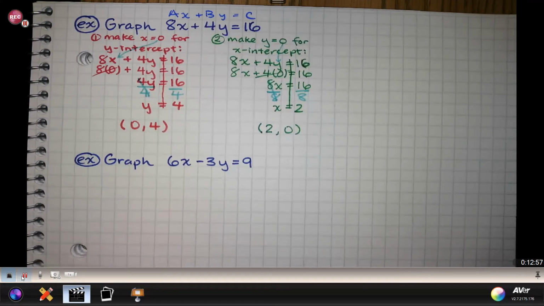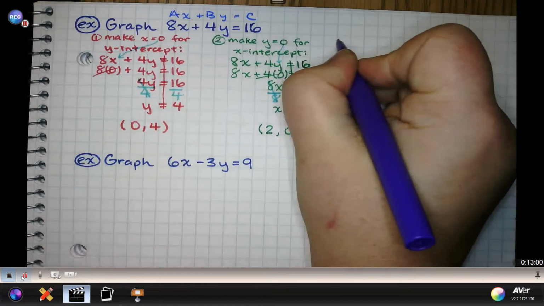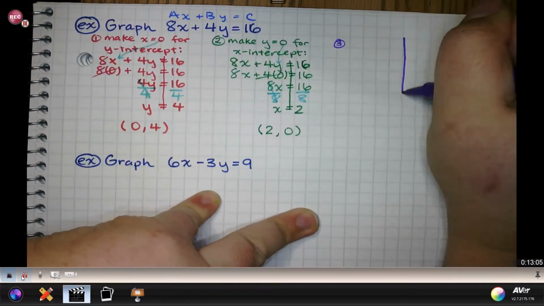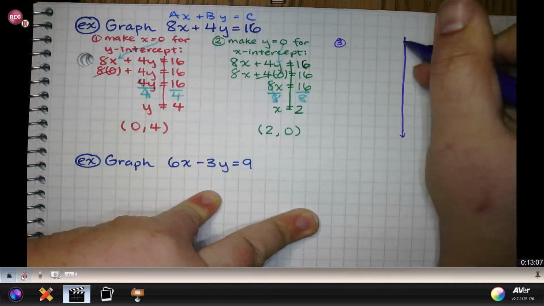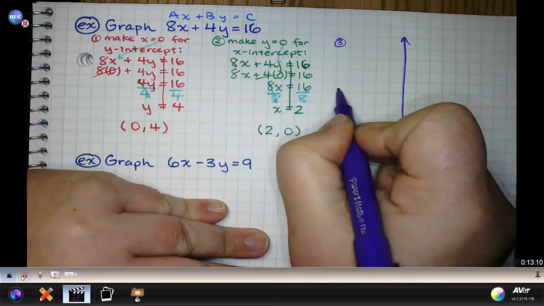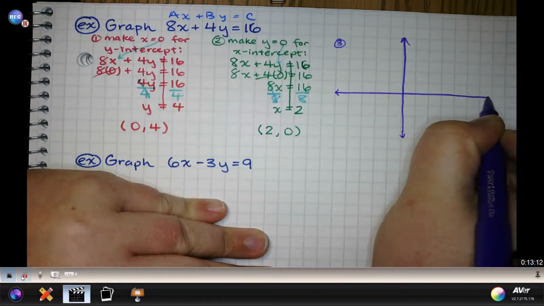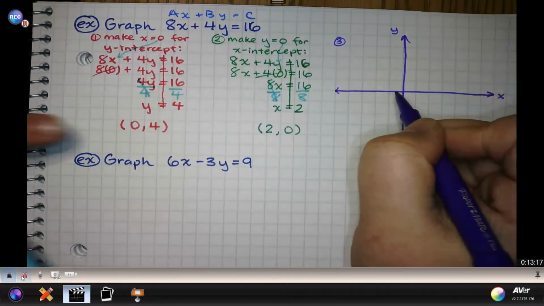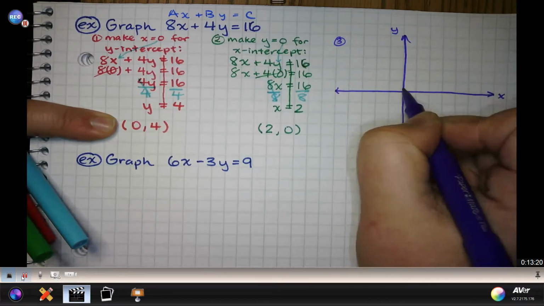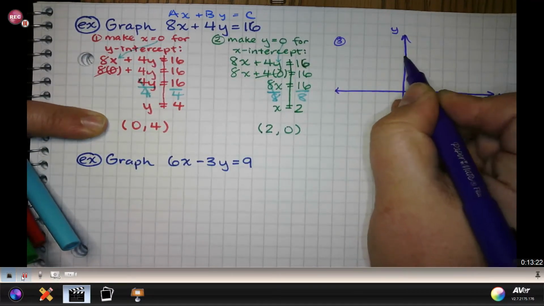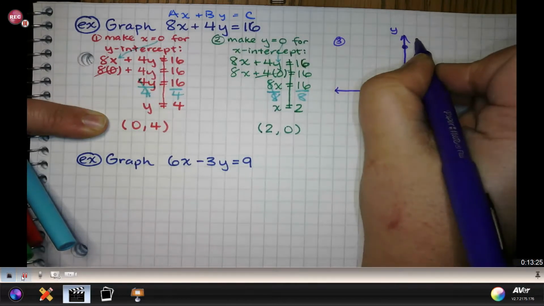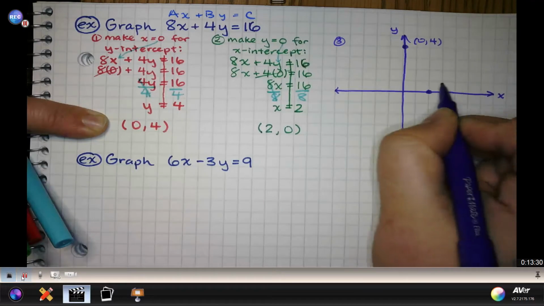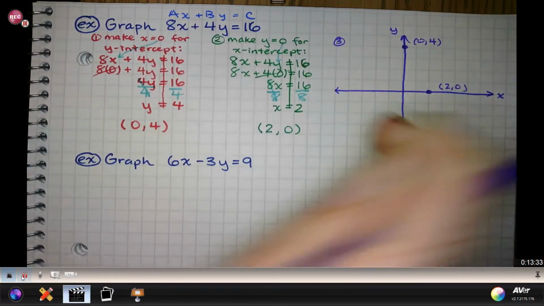Okay. Step 3 says to then plot those on a graph. So I'm just going to really quickly draw a graph here and plot those points. This is x, this is y. Okay, so my y-intercept is 4. So I'm going to go on my y-axis and go up 4 because it's positive. 1, 2, 3, 4. So that is 0, comma 4. And here I'm going to go 1, 2 on the x-axis. So that's 2, comma 0.